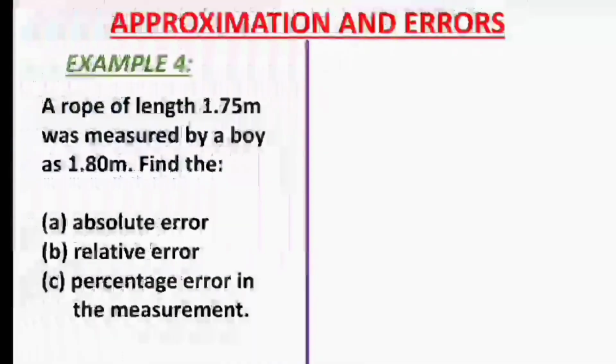Now let's see some examples involving errors. Example 4. A rope of length 1.75 meters was measured by a boy as 1.80 meters. Let's find the absolute error, relative error, and the percentage error in the measurement. Now, can you remember the formulas for the absolute error, the relative error, and the percentage error of a measurement? Let's see if you can.